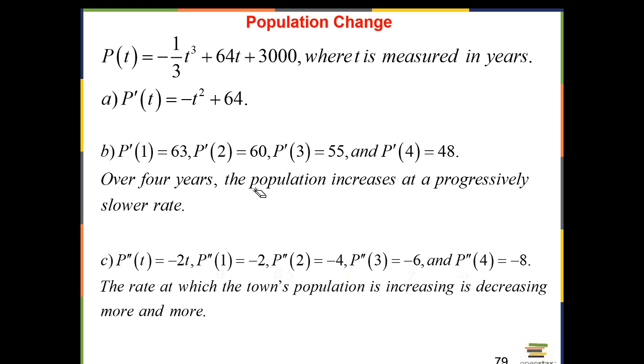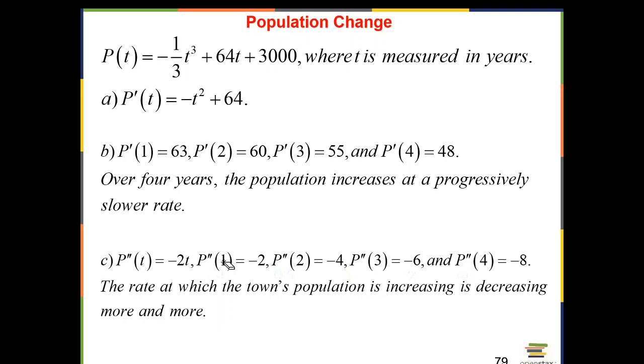Now, what about P double prime? Well, P double prime would be the rate of the rate, right? You can think of it as the acceleration of the population increasing, how fast the rate itself is actually changing. And so the derivative of this would be -2t. Derivative of that is 0, so that's it. So P double prime of 1, 2, 3, and 4. What does that say? Well, that means the rate at which the town's population is increasing is decreasing more and more.